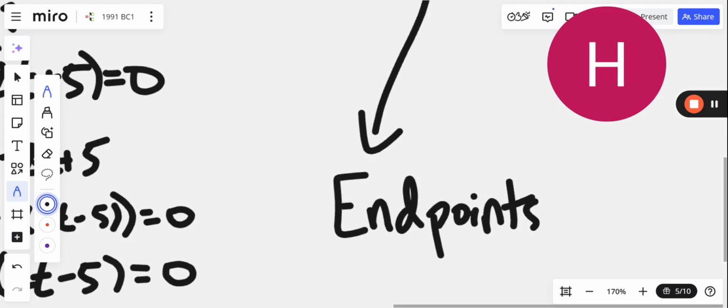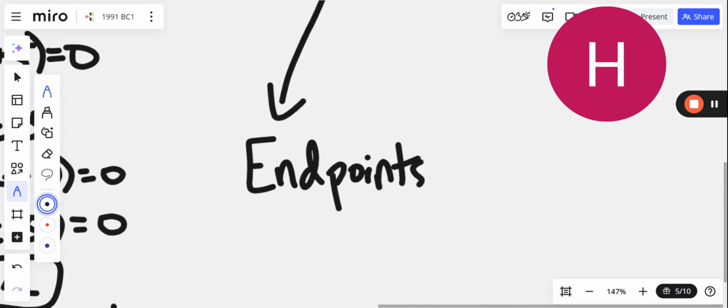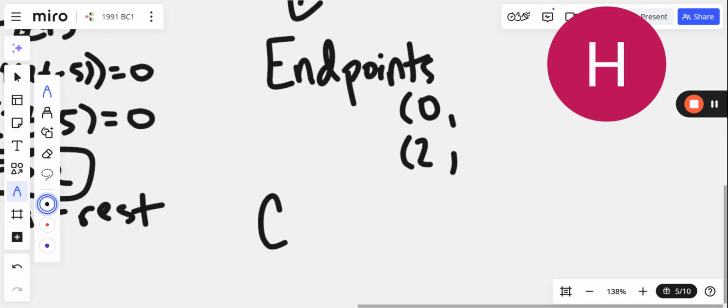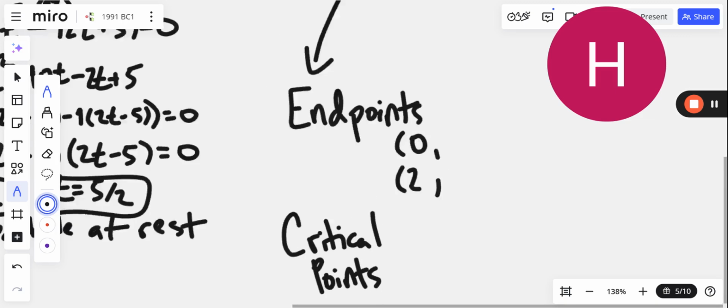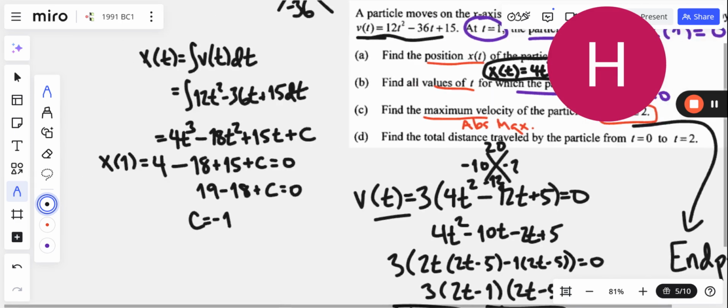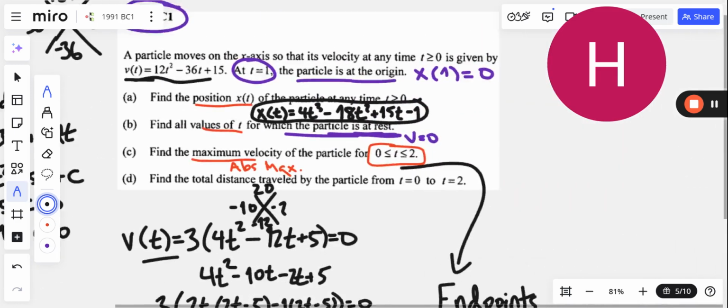So the endpoints of the velocity, that's going to be when t equals 0 and when t equals 2. We'll plug those in. But also the critical points. So we're going to need the derivative of the velocity and set that equal to 0. So not when does the velocity equal 0, but when do the critical points come up for the velocity. So when is the derivative of the velocity equal to 0, which we haven't done yet.